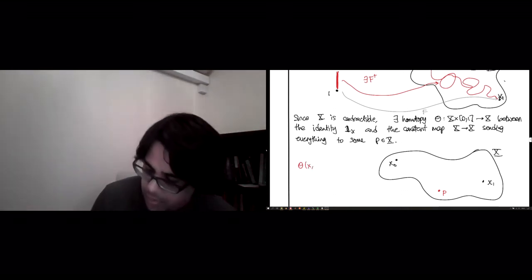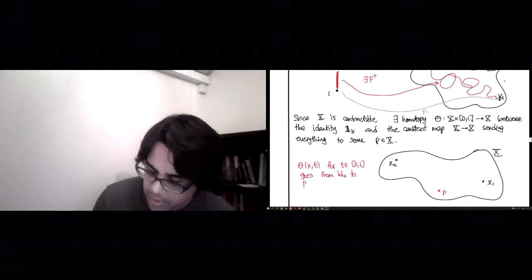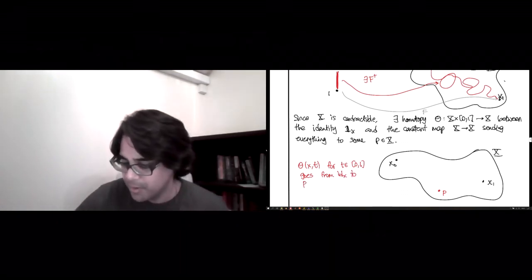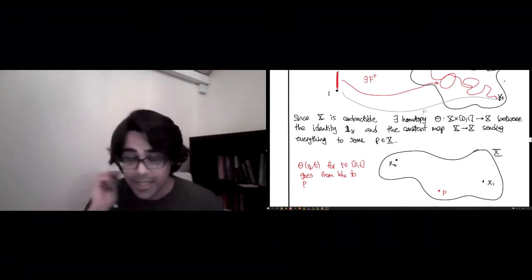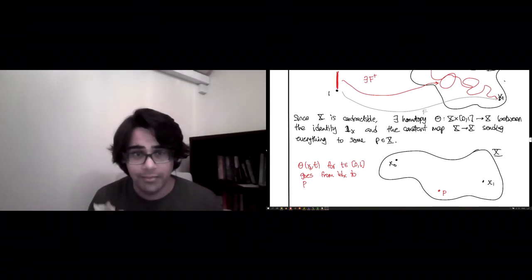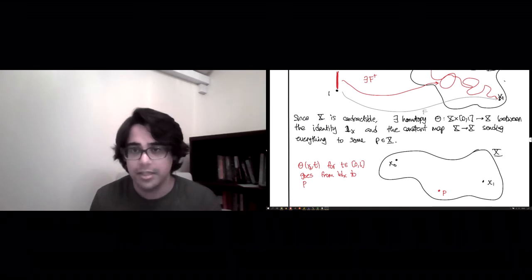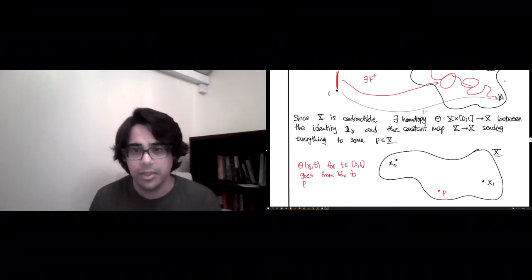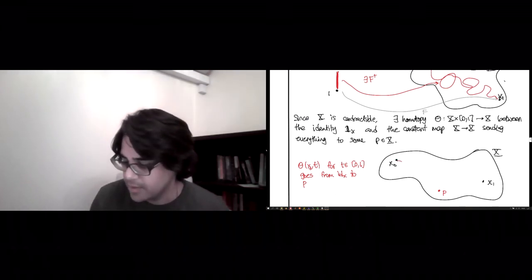So if you look at theta x t for t between 0 and 1. So this goes from identity to P. But the identity map, look at theta x0. So when t equals 0, then theta x0 0 is just x0, because it has to be the identity map. And when t equals 1, theta x0 1 has to equal P, because everything gets sent to P, which is a silly way of saying that there is a path.